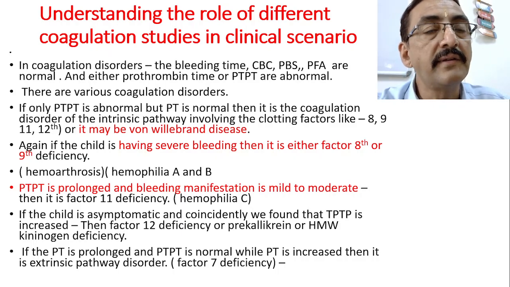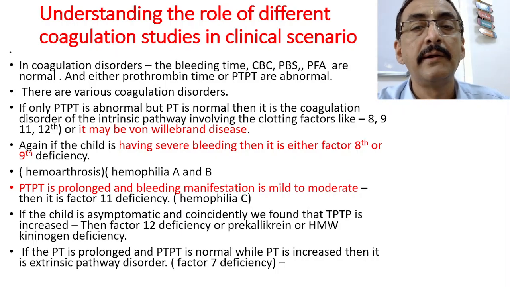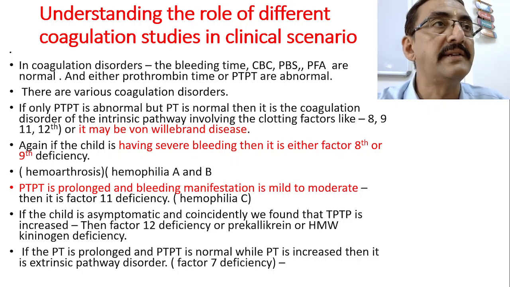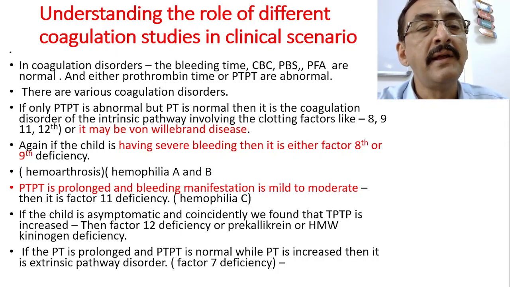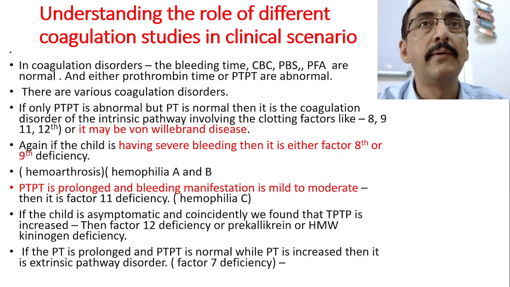Second possibility is a scenario where APTT is prolonged but bleeding is mild, not very severe. Then most probably it is factor 11 deficiency, which is nothing but hemophilia C. In case of hemophilia C, factor 11 deficiency, there will not be any severe or moderate bleeding, there will be only mild bleeding.